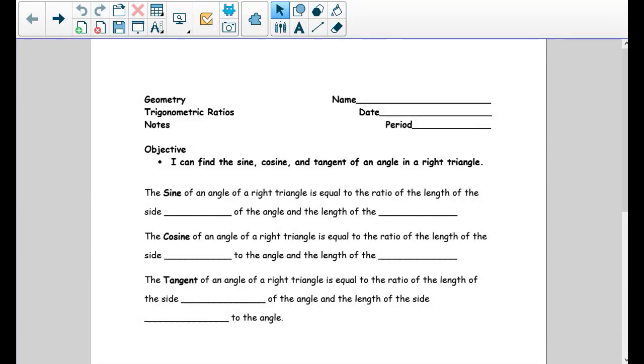Okay, so today we're going to look at trig ratios this week. It's not as hard as what you think it's going to be. Alright, so let's take a look at what these trig ratios are. We're not going to do every single one, we're going to take a look at three of them: sine, cosine, and tangent.